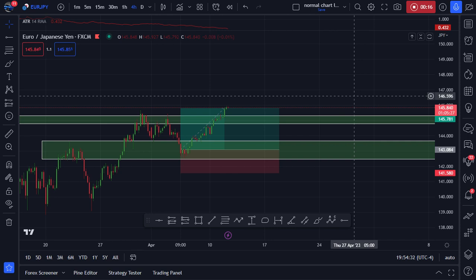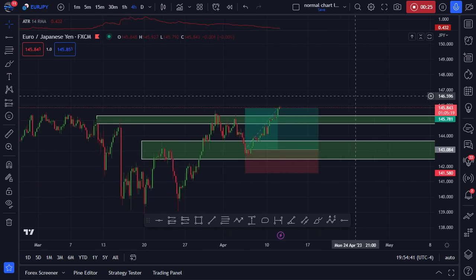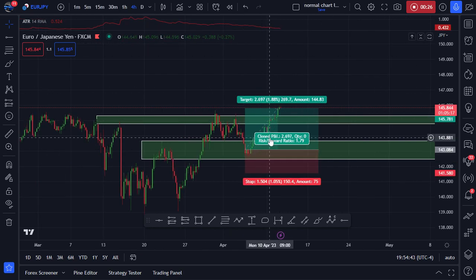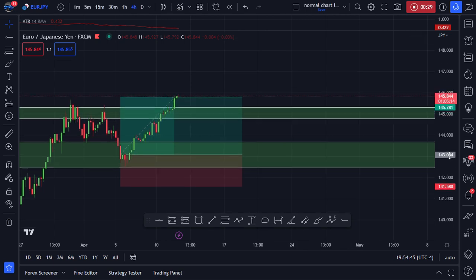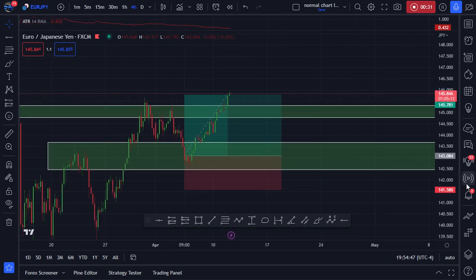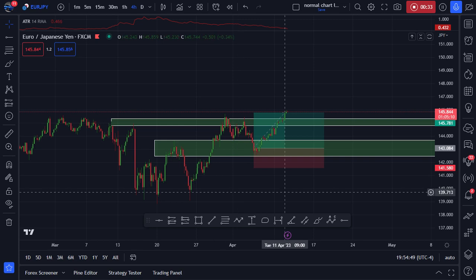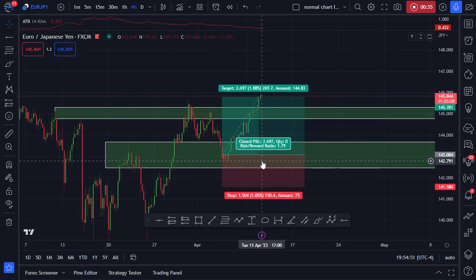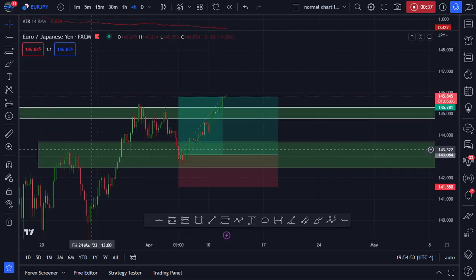Okay, so my trading strategy relies on fundamental analysis and technical analysis. Let's get into the technical analysis first. As you can see here, this is a trade I took about a week ago. I closed it yesterday. I entered this trade based on technical analysis.